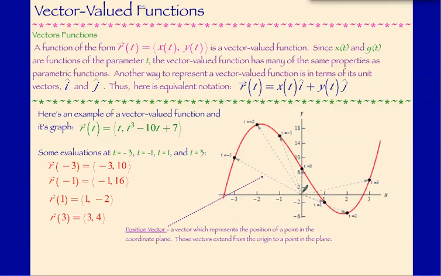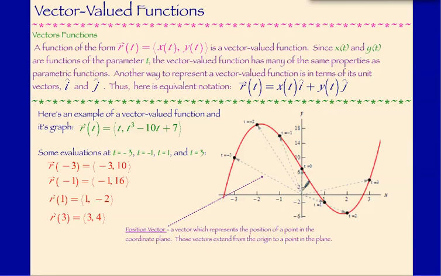Notice that these little gray arrows drawn here are called position vectors. Every position vector represents the position of a point in the coordinate plane. If we evaluated the function at every time interval we possibly could, we would have position vectors pointing to every single point on the curve, and you could see that the curve, of course, forms this cubic function.